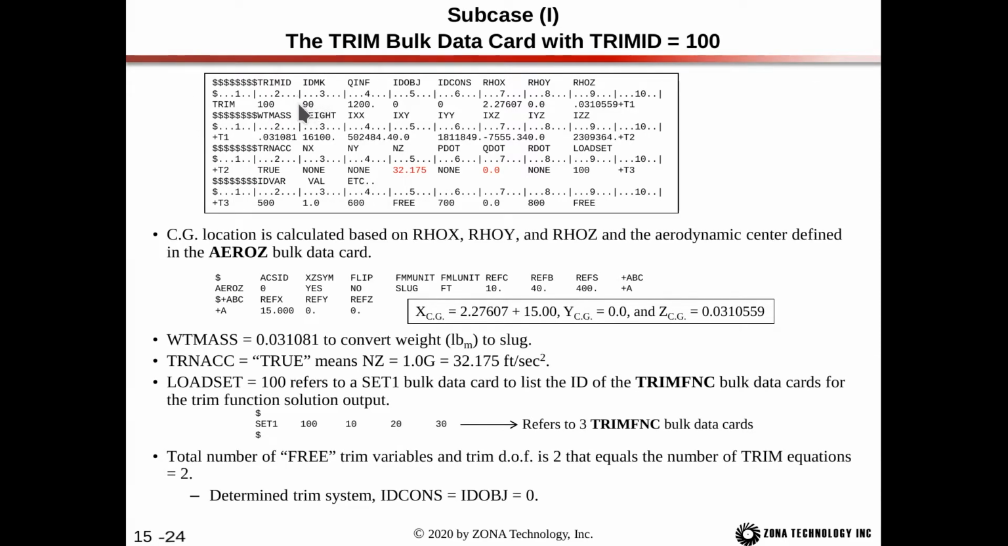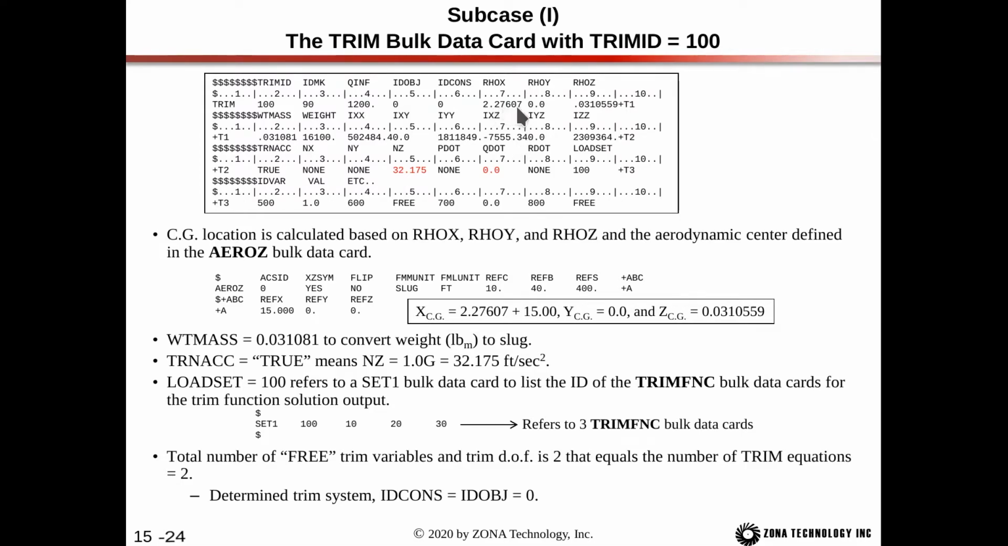So we're referring to the MK Aero Z. We define the dynamic pressure. The CG is defined here. So the CG location is calculated based on rho X, rho Y, and rho Z, and the aerodynamic center defined in the Aero Z card. So this is our Aero Z card, where ref X is 15, ref Y and ref Z are 0. So the final XCG is rho X plus ref X.